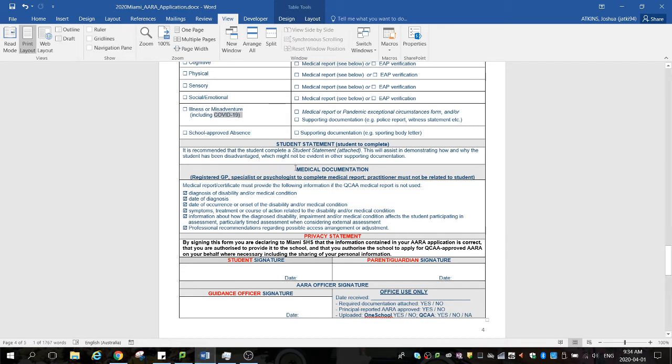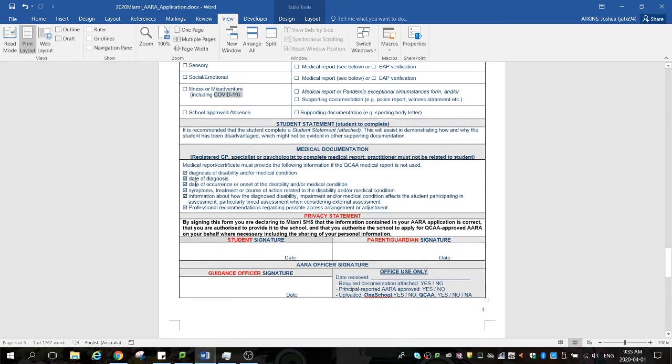The medical documentation, there is a generic medical report that you can provide to your doctor or your GP or your psychologist or whoever it is that you're seeing, and they can fill that one out. They don't have to, but we do need this information listed here. So some doctors are happy to fill out the proforma, others prefer to write their own letter, and they just make sure that they include this information. Down the bottom, simply need a signature from the student, parent, guardian, and then I will sign it also.